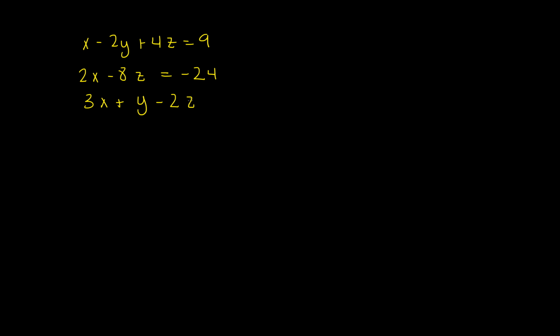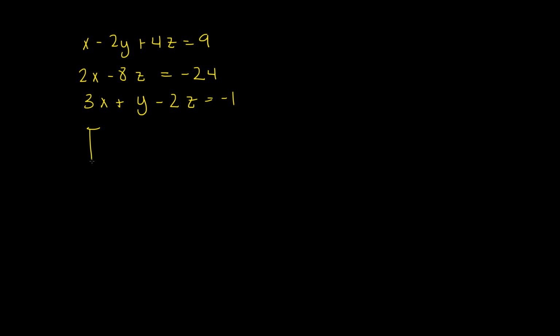The second one, we're going to look at something a little bit bigger. We're going to look at x minus 2y plus 4z equals 9, 2x minus 8z equals negative 24, and 3x plus y minus 2z equals negative 1. And again, we're just going to see how we could represent this in a matrix.